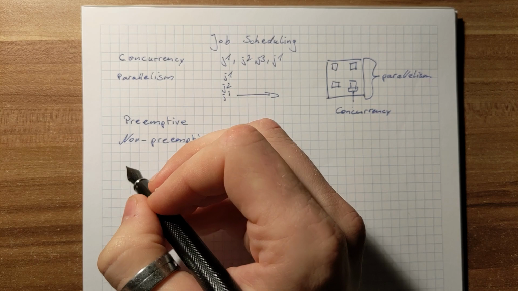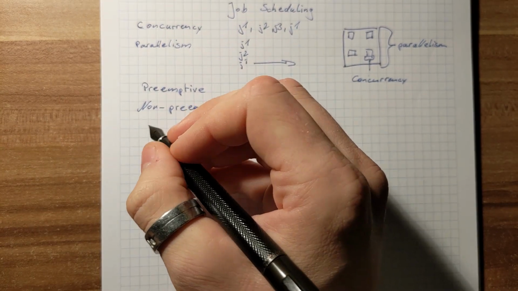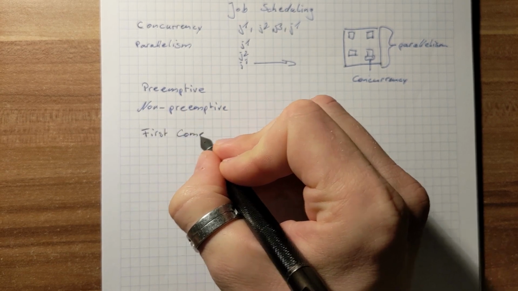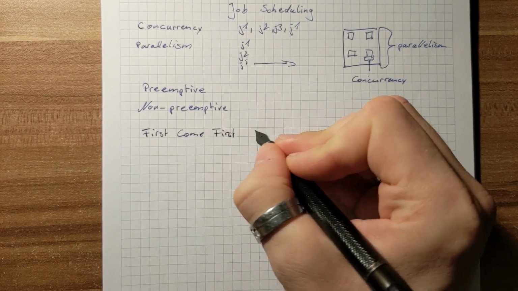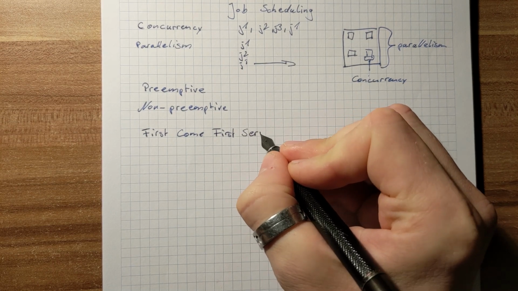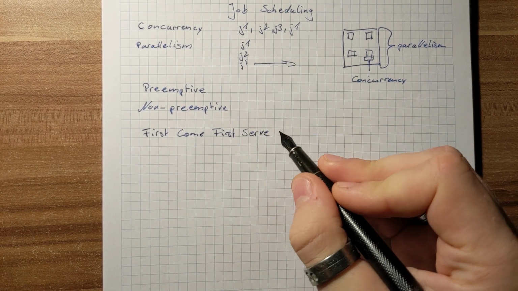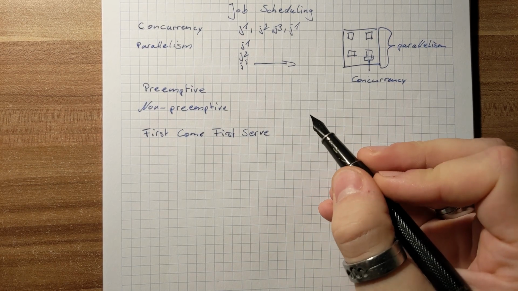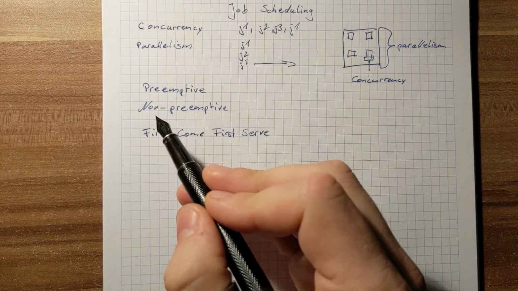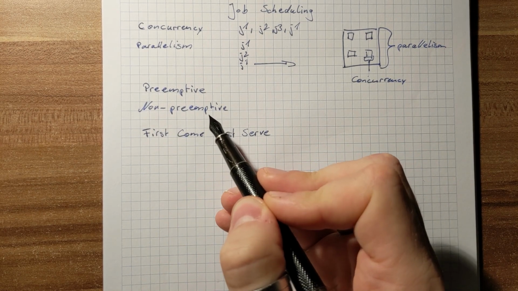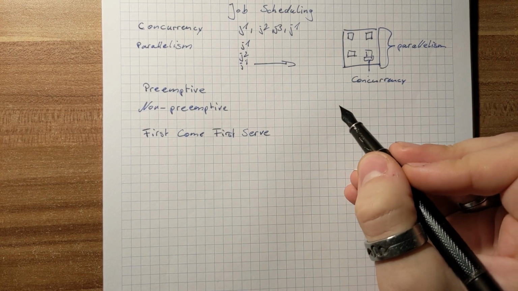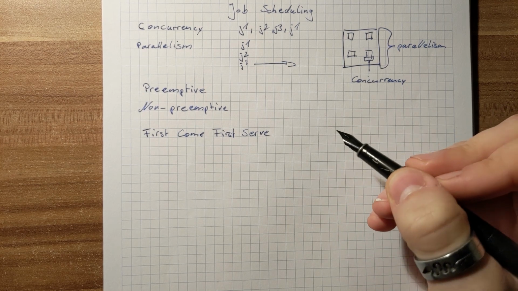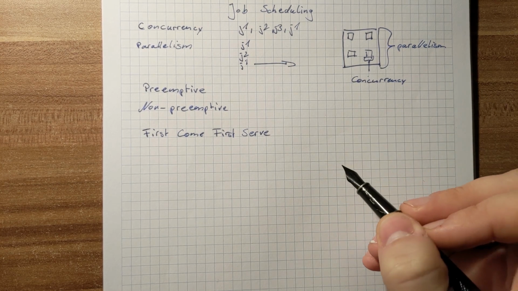So among the most well-known ones are, for example, first come, first serve, which means the process that comes into the waiting line first will also run first. And this one is handled as a non-preemptive algorithm. So that means a job comes into the queue, is executed, and as soon as it is finished, the next job that came into the queue will be executed.